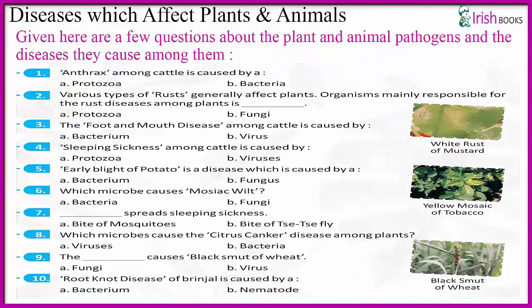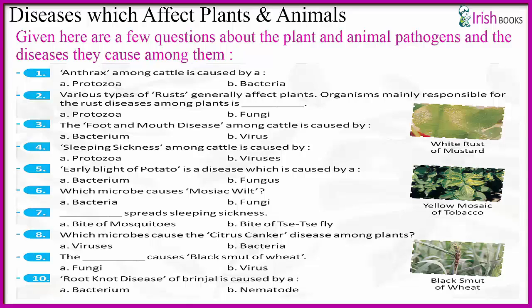Diseases which affect plants and animals. Given here are a few questions about the plant and animal pathogens and the diseases they cause among them. 1. Anthrax among cattle is caused by a. 2. Various types of rusts generally affect plants. Organisms mainly responsible for the rust diseases among plants is.